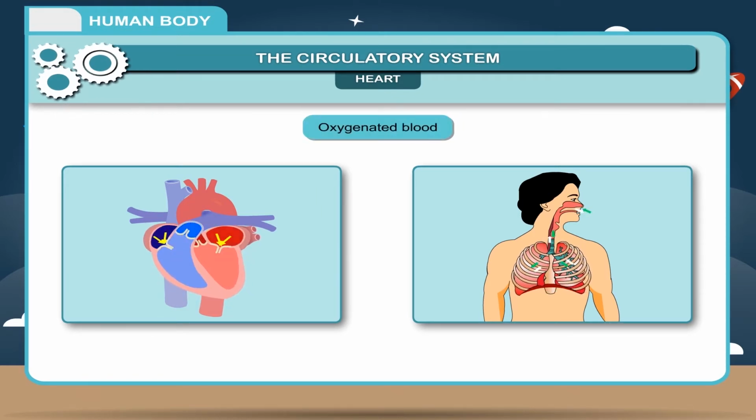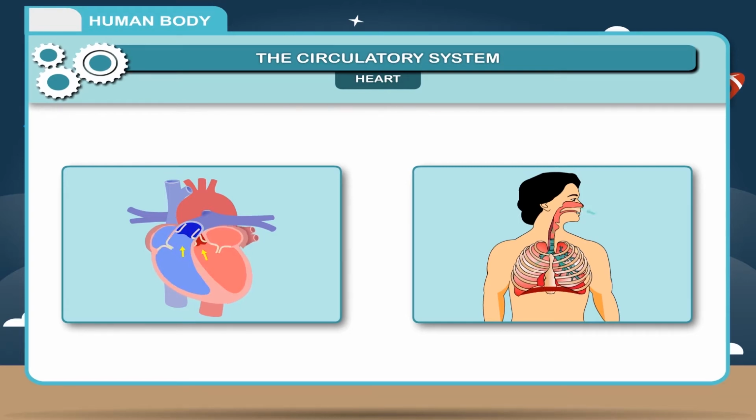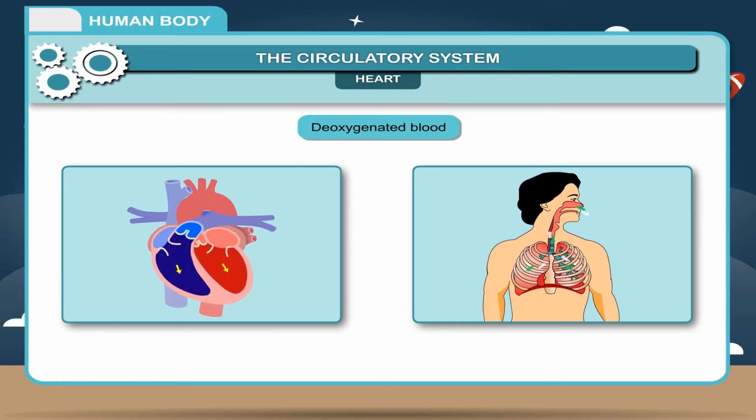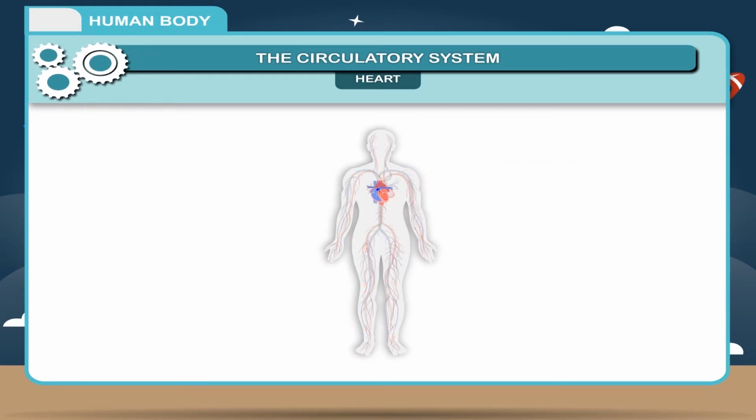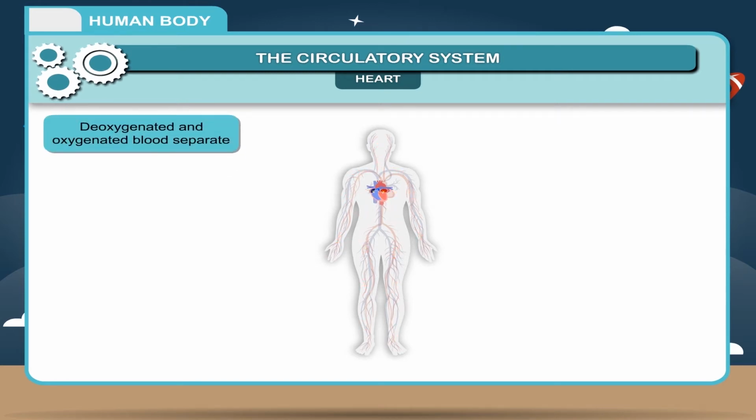Oxygenated blood is supplied to the heart from the lungs. Also, deoxygenated blood from the heart goes to the lungs to be filtered of carbon dioxide and pick up oxygen. Our blood circulation is called double circulation. It keeps the deoxygenated and oxygenated blood separate.